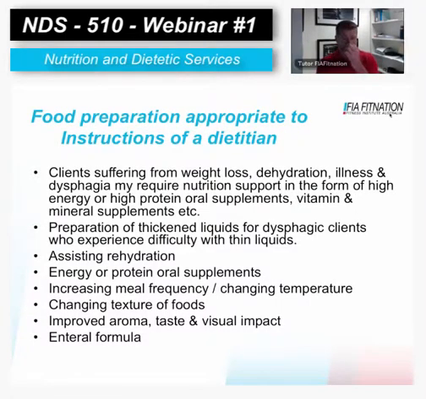Food preparation appropriate to the instructions of the dietitian. So there will be some clients who suffer from weight loss, dehydration, dysphagia, which was again that difficulty of swallowing, and they obviously do need special attention. So we already mentioned dysphagia. Thickening liquids does add that quality to food, which actually encourages that peristalsis, or that swallowing motion. It's a lot easier than it is with thin liquids.